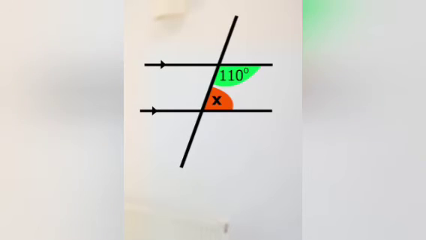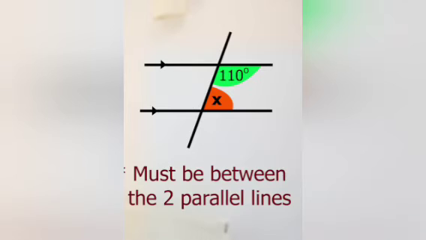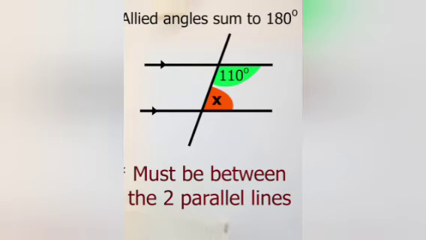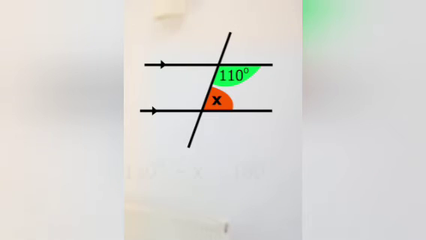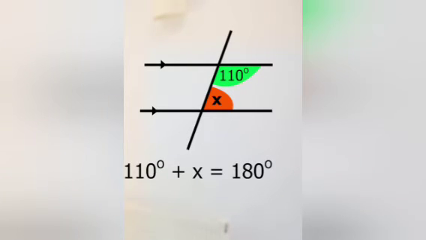Okay, now here is an example. You're required to find x. You would notice that these are not corresponding angles, neither are they alternate angles. So what are they? They are allied angles. Allied angles add up to 180 degrees. They must be between the parallel lines. So x will be equal to 180 minus 110, which is 70 degrees.